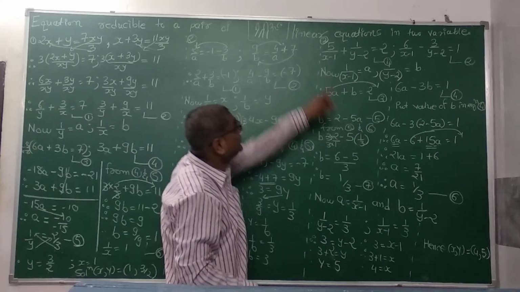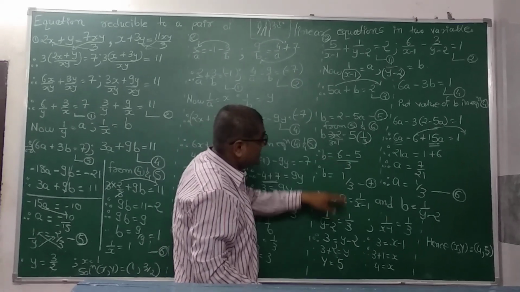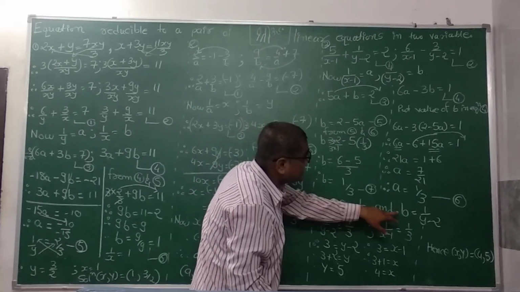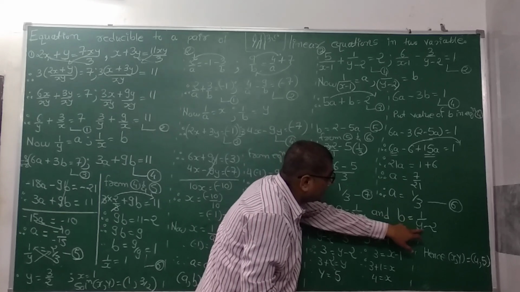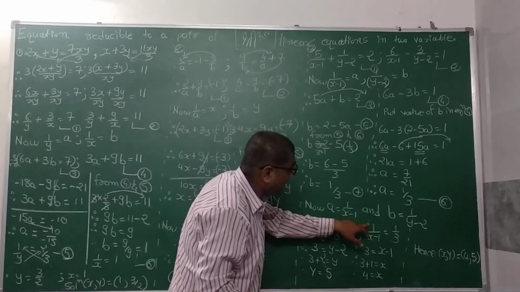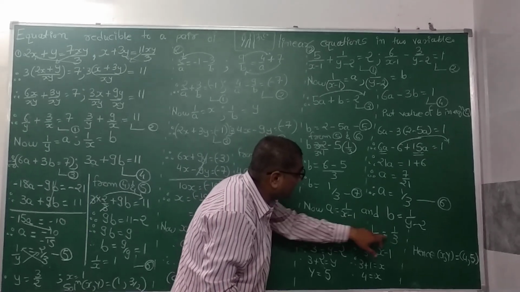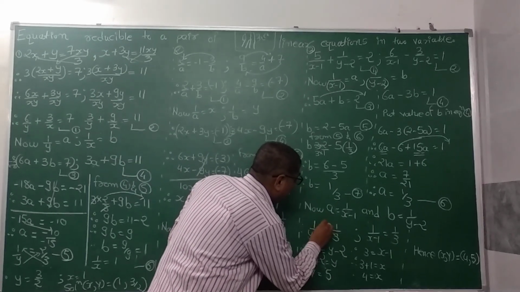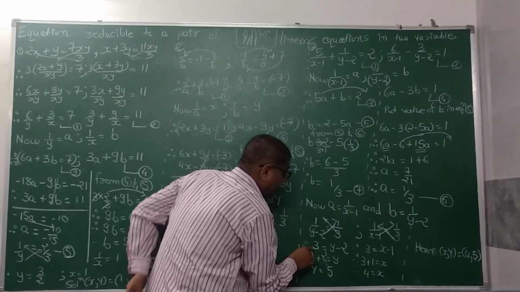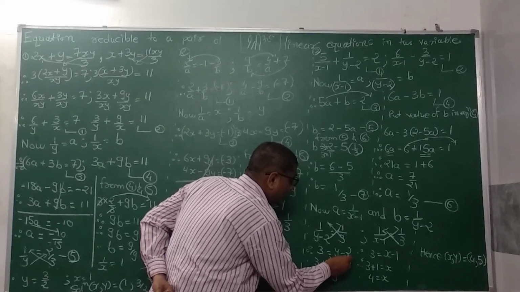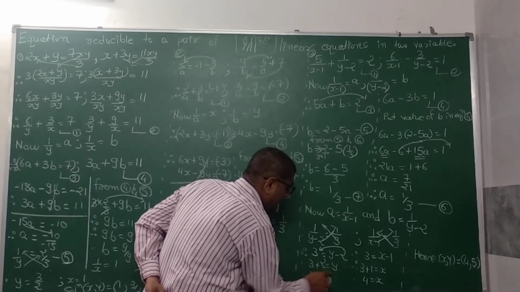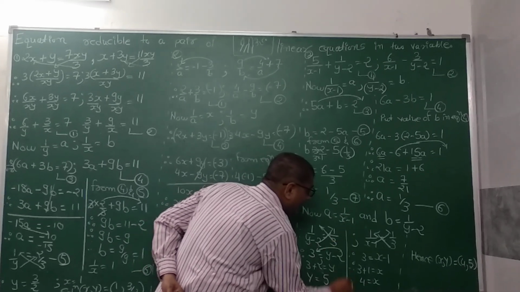Now recall our substitution. So here instead of a, we have to substitute 1 upon x minus 1 and instead of b, we have to substitute 1 upon y minus 2. So 1 upon y minus 2 is equal to 1 upon 3 and 1 upon x minus 1 is equal to 1 upon 3. By doing the cross multiplication method, we get 3 is equal to y minus 2. Again we have to transpose the side. So 3 plus 2 is equal to y. So the value of y is equal to 5.